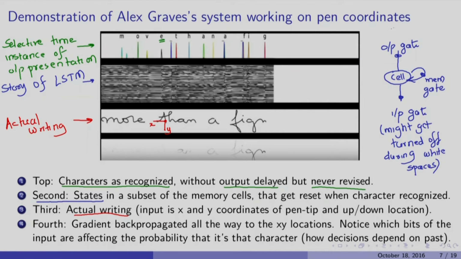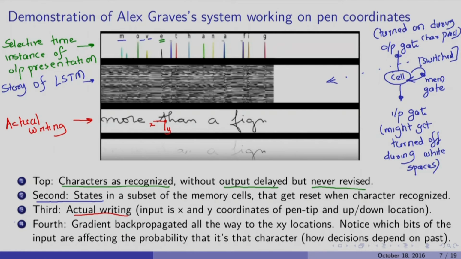And as pointed out, the output gate turned on during the character predictions, which we see here when M or O or V or E get predicted. The memory gate gets switched as indicated in this intermediate layer.